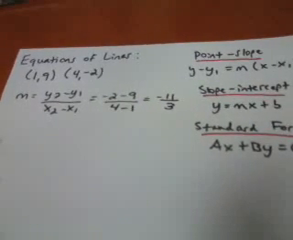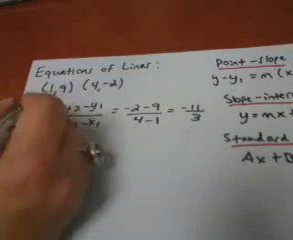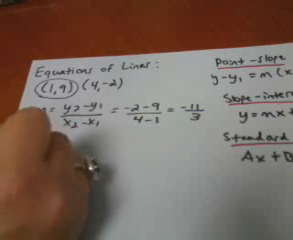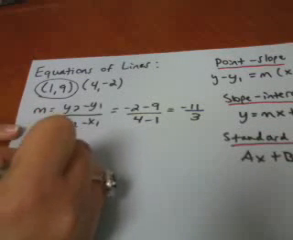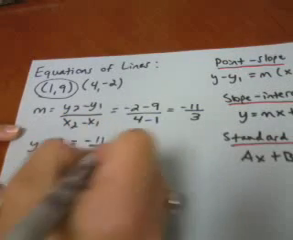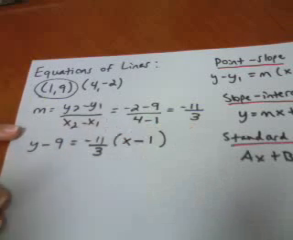Once you find the slope, you can pick either of the 2 points that you want. I'm going to pick (1, 9) because there are no negatives. Sometimes that makes it easier. So my point slope would be y minus y1, which is 9, equals my slope, which is -11/3, times x minus x1, which is 1.